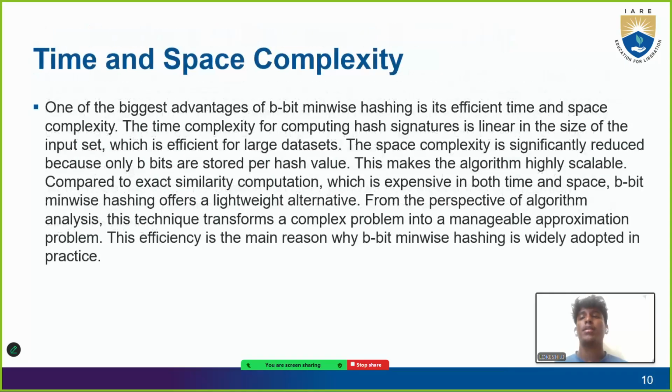Time and space complexity. One of the biggest advantages of b-bit minwise hashing is its time and space complexity. The time complexity for computing hashing signatures is linear in the size of the input set, which is efficient for large data sets. The space complexity is significantly reduced because only b bits are stored per hash value. This makes the algorithm highly scalable compared to exact similarity computation, which is expensive in both time and space.